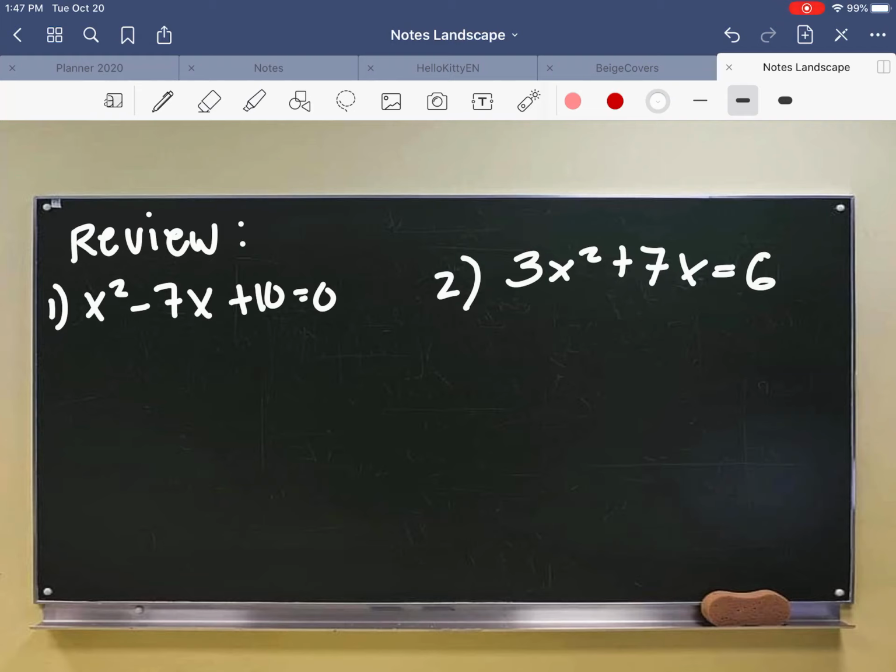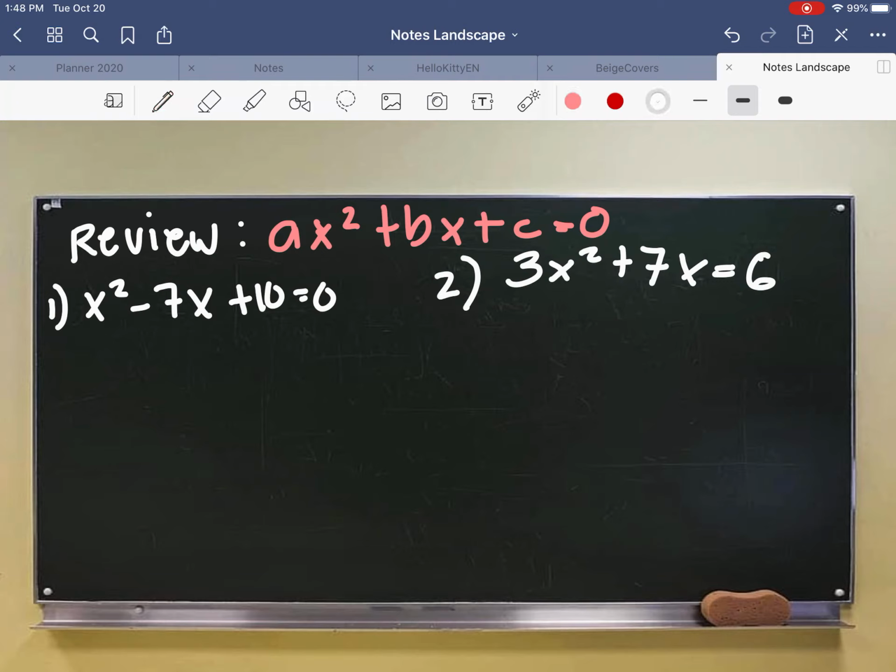Class, okay, so let's have these two examples. On the board, we have two examples. Number 1, x squared minus 7x plus 10 equals 0. And then number 2, we have 3x squared plus 7x equals 6. The first thing that we have to do is to write the equation in standard form. So, itong number 1, it's already in the standard form. Again, when we say standard form, it is in the form ax squared plus bx plus c equals 0.